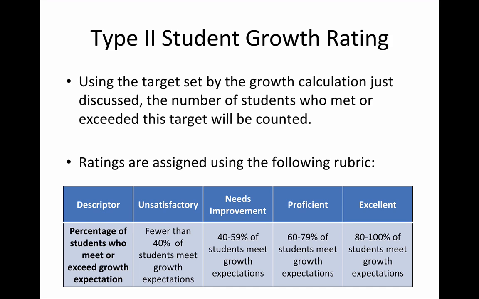If between 80 and 100% of a grade or content area's students meet this target, this team will receive an excellent rating. If between 60 and 79% of a team's student population meets this growth target, the team will receive a rating of proficient. Teams will receive a rating of needs improvement if 40 to 59% of their students meet the growth target, and if less than 40% of students meet the growth target, the team will receive an unsatisfactory rating.